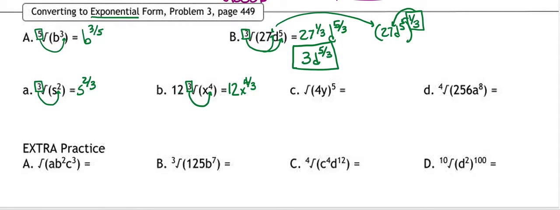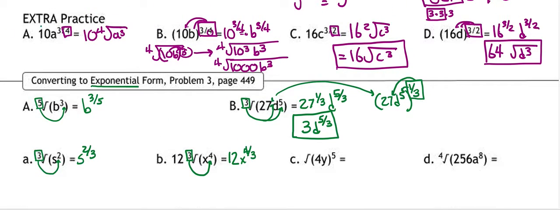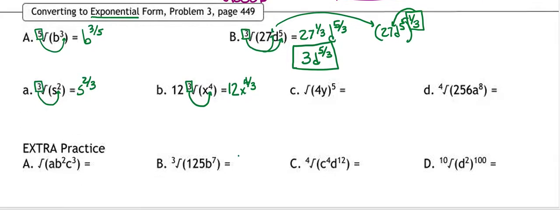So if the number's on the outside, you leave it alone. Kind of like the ones up top. Like this example, this 10 had nothing with it, so it stayed at 10. This 16 had nothing with it, so it stayed at 16. This 12 is kind of minding its own business, so leave it alone.